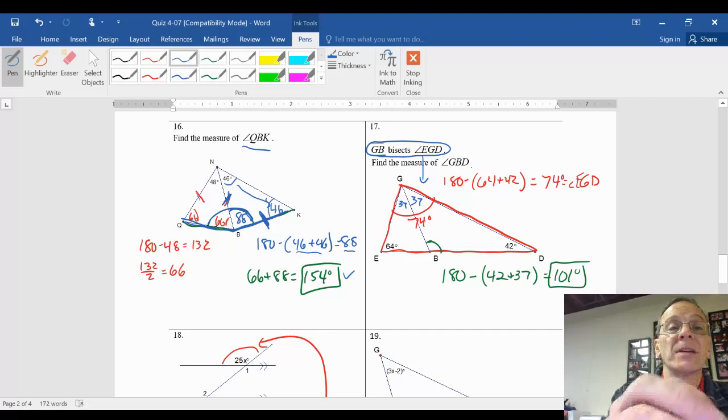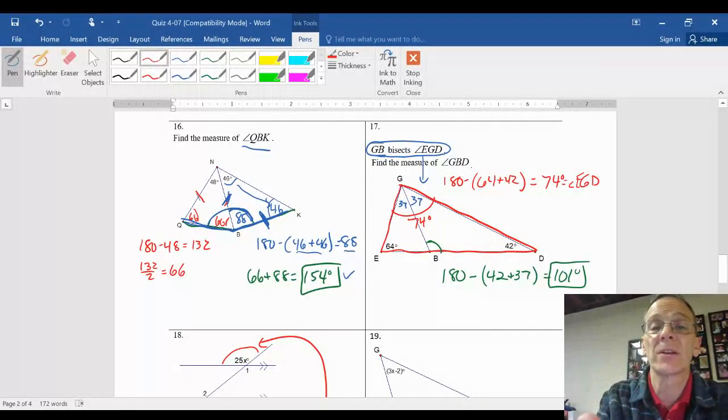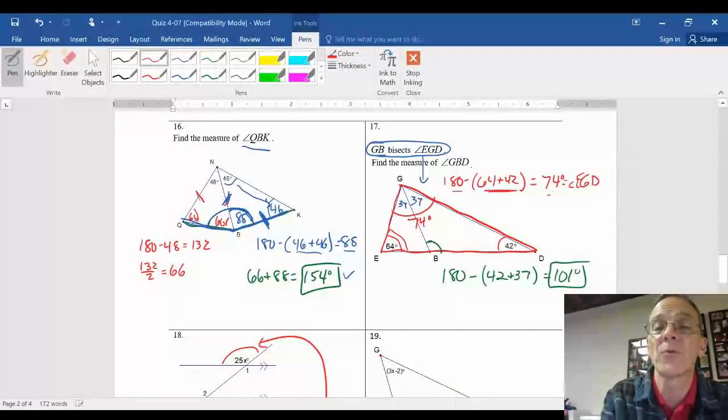Number 17, the only way to get started on number 17, really the only way to get started, is to see this big red triangle that I've outlined, because there are two angles given in that big red triangle, 42 and 64. So subtract them from 180 and you get 74 degrees for the remaining angle of that big red triangle, which is this.